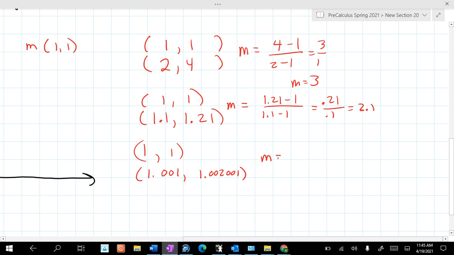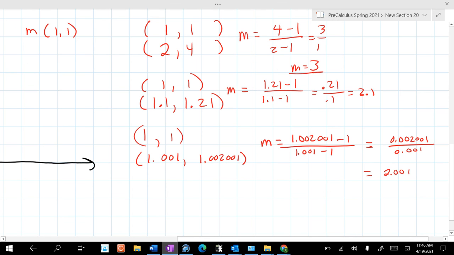Okay, so if I wanted to find the slope between those 2 points, I get 1.002001 minus 1 over 1.001 minus 1, which is 0.002001 over 0.001. If we move the decimal point 3 places, it's 2.001.